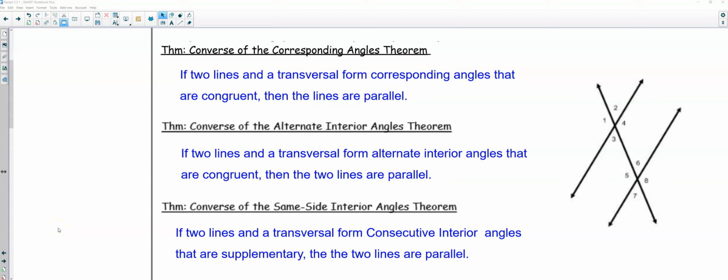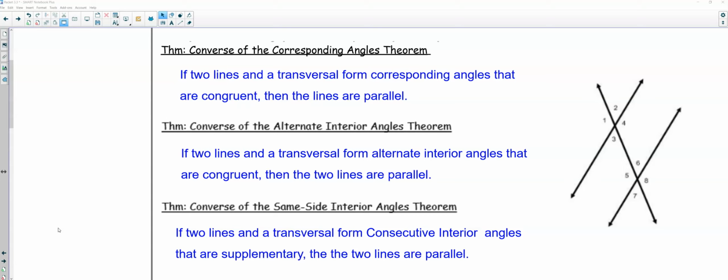Okay, last time we learned about the theorems: the corresponding angles theorem, the alternate interior angles theorem, the same side interior angle theorem, and the alternate exterior angles theorem. This time we're going to learn about its converses. So we're going to take the converse of each theorem and then prove that lines are parallel.